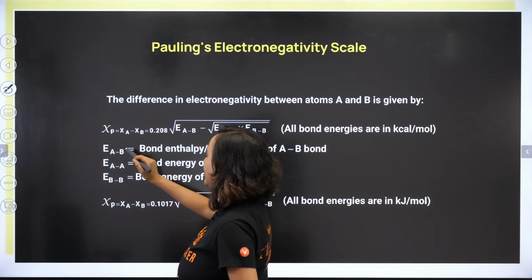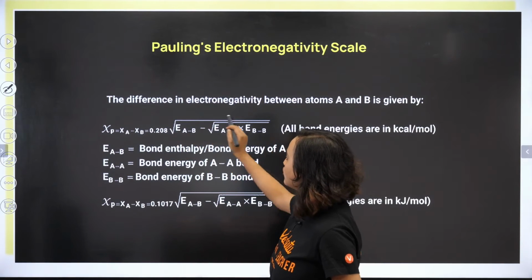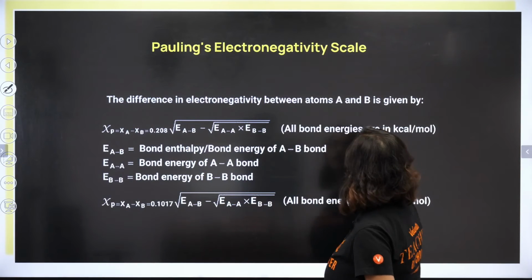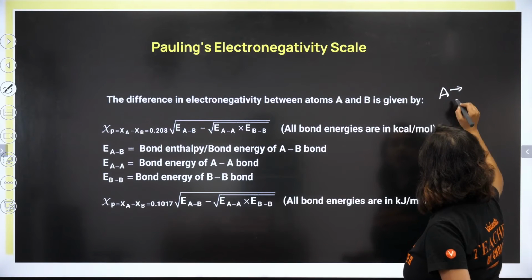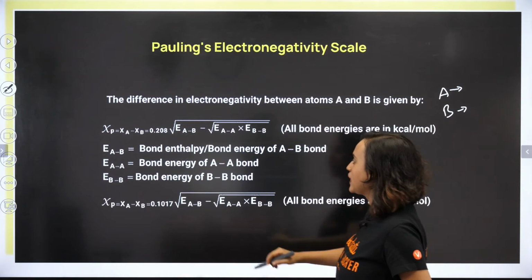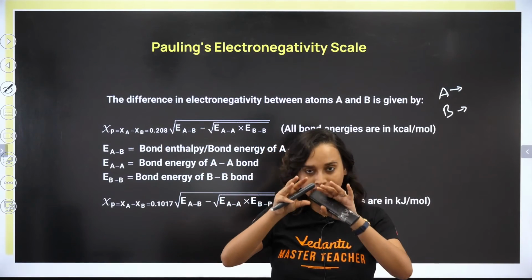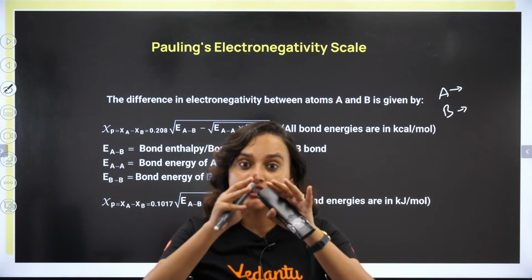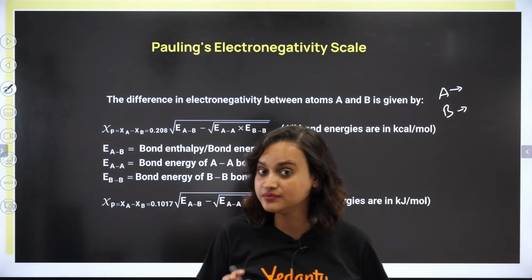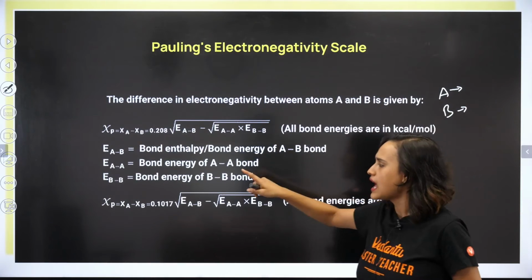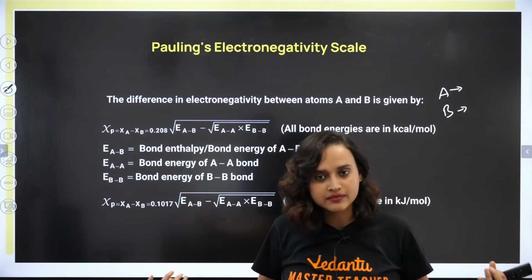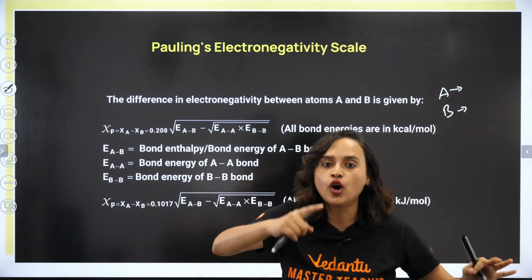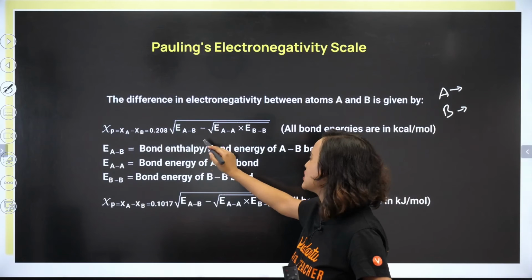Pauling said that you are putting a root over A and B. Consider A to be one element and B to be another element. Now Pauling says that it is about bonded atoms, two atoms that are bonded together. We're not talking about isolated gaseous atoms here. If these two are bonded, how much energy do you have to give to break it apart? Bond dissociation energy. That's what he's talking about.